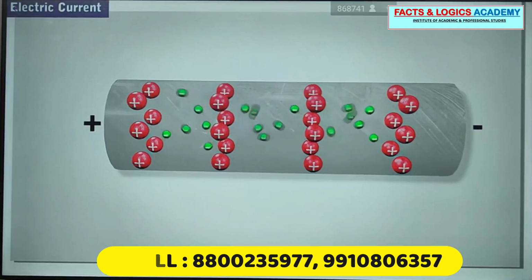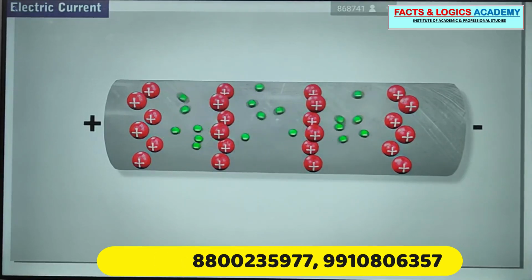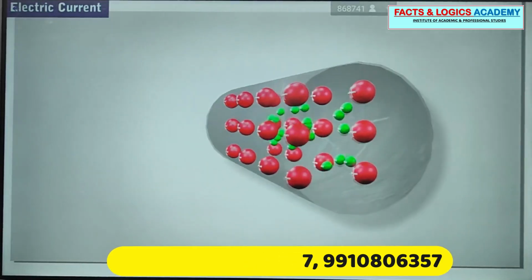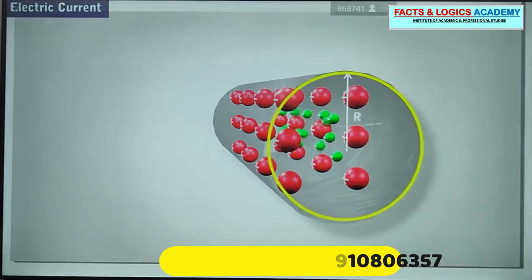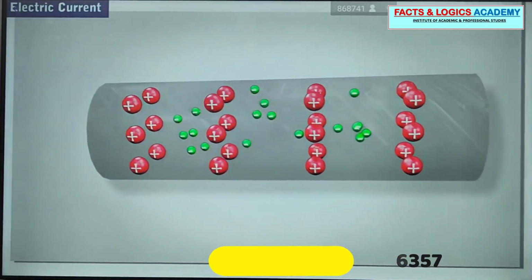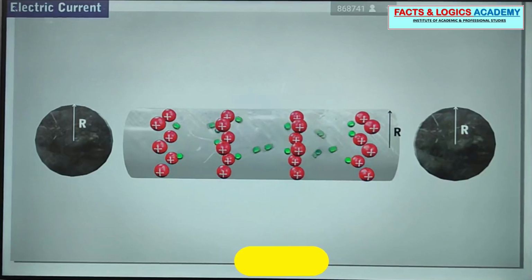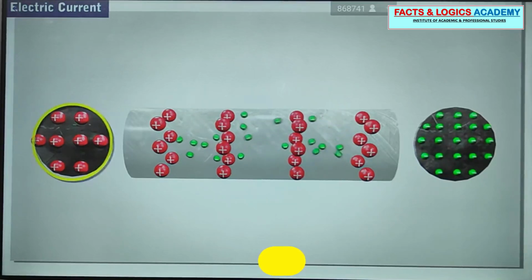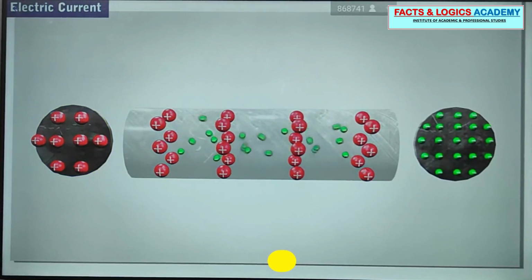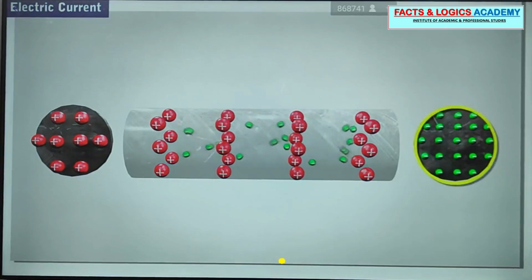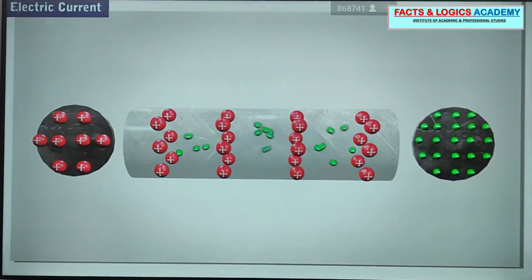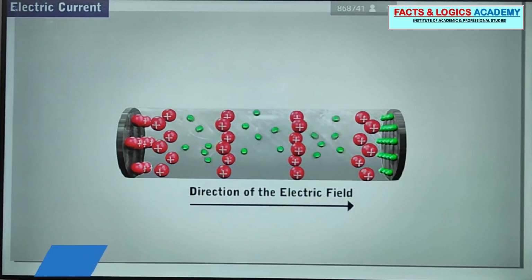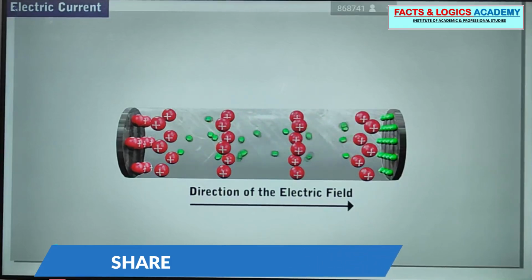Let's apply an electric field to the metal and see what happens to the motion of these electrons. To observe the motion of electrons very clearly, let us use a conductor in the shape of a cylinder of radius r. We take two thin circular discs made of dielectric material of the same radius r as that of the cylinder. There are a few positive charges distributed across one of the discs and a few negative charges distributed across the other disc. These two discs are attached to the two flat surfaces of the cylinder, creating an electric field which is directed from the positively charged disc to the negatively charged disc.